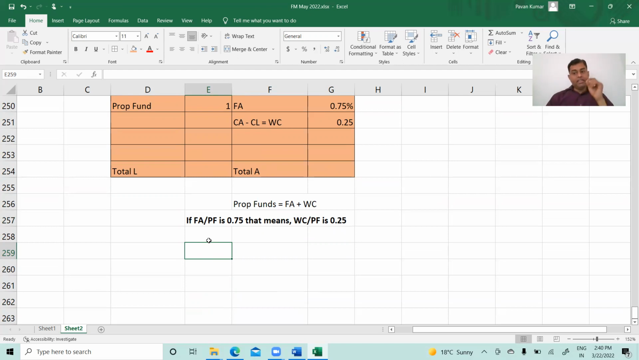Yes, Sandeep, correct. If debt is zero, then only this is applicable. In all these problems, debt will be zero. In this model problem, debt will be zero.